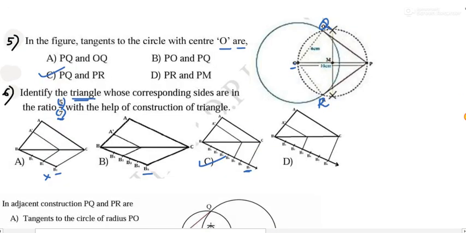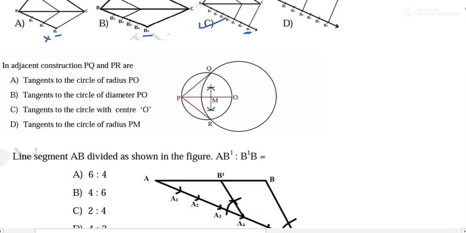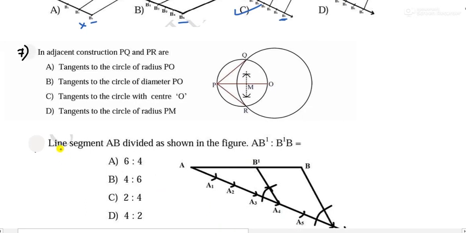So this is the question here. Yes, this is the 7th and this is the 8th. In the adjacent construction, PQ and PR are dash. If you see, this is the circle with center O, and PQ and PR are the tangents to this. But what have they given? Tangents to the radius PO. PO is radius? No. Tangent to the circle with diameter PO? No. Tangent to the circle with center O? Yes. Tangent to the circle of radius PM. Where is PM? No. So only option number C is matching. So that is the right answer.